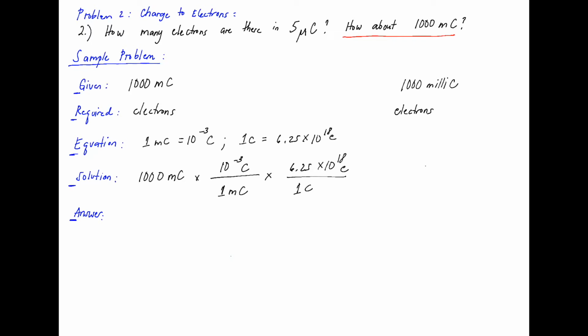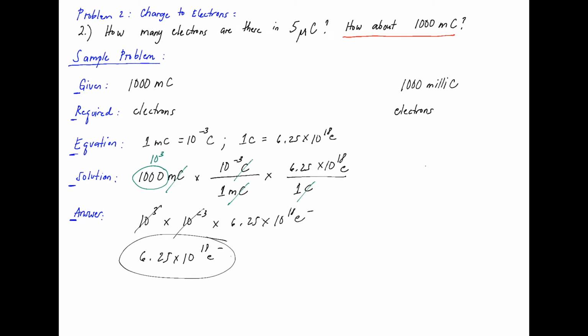And then therefore, we could now cancel the units. We have microcoulomb cancelled, we could cancel down a millicoulomb, and then we could cancel also the coulomb. And then remember that this 1,000 can be written as 10 raised to 3. And then solving now, we have 10 raised to 3 times 10 raised to negative 3 times 6.25 times 10 raised to 18 electrons. So 10 raised to 3 times 10 raised to negative 3, that's 10 raised to 0, that's equivalent to 1. And then therefore we have here 6.25 times 10 raised to 18 electrons. So that's the final answer.